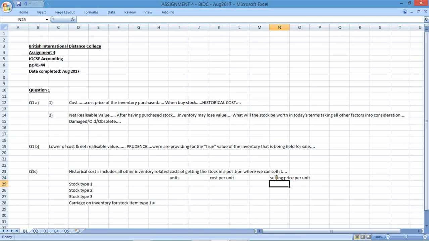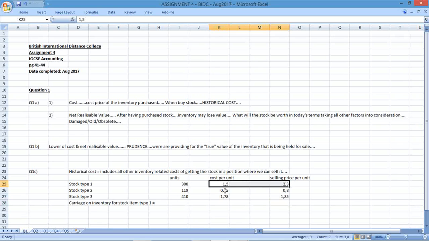If I'm looking at recording inventory in my books, I'm going to be looking at the cost price. I'm not going to be looking at the selling price unless I'm going to be selling those items at less than what they're actually worth. So looking at the number of units here, I've got 300 units of stock 1, 119 of stock 2, and 410 of stock 3. The cost per unit here is $1.50, this is 95 cents, and this is $1.78. Then you've got the expected selling price, which is $2.30 here, 80 cents here, and 1.85 there.